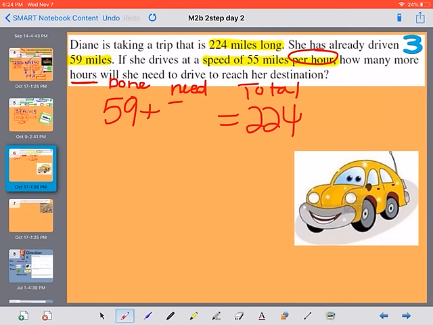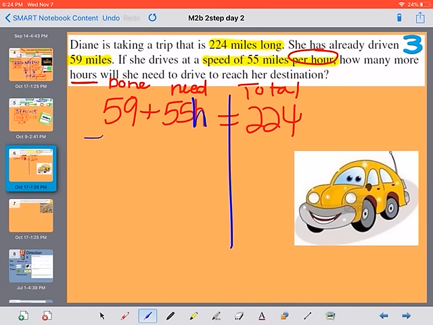So if we take that 55 and multiply it by, let's pick a letter, H. If we travel for 1 hour, it'd be 55 miles, right? 2 hours, we would double that, 3 hours, and so on. So this will tell us, H, how many more hours she needs to drive. So all we have to do now is solve this equation.